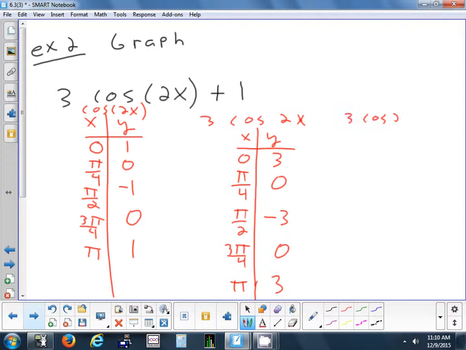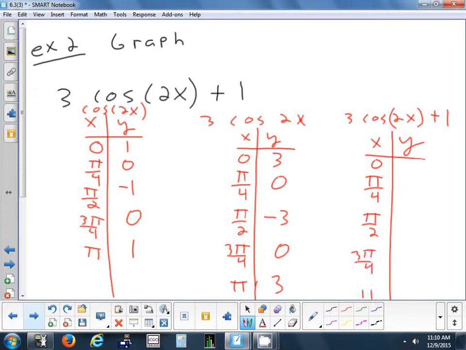So we have 3 cosine 2x plus 1. All right, so we got x, y. Okay, I just said we're going to shift all the y's up. So keep the x's the same. 0, pi over 4, pi over 2, 3 pi over 4, and pi. And Brian, my new y values, what will those be? It would be 4, 1, -2. I believe it's 1 and then 4. Okay, and that is our final table.